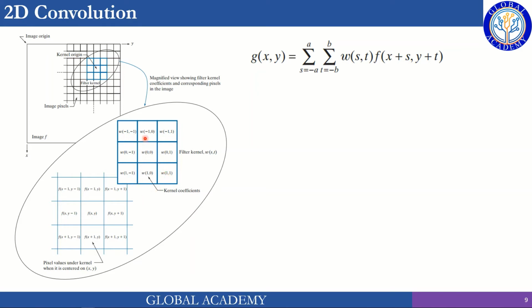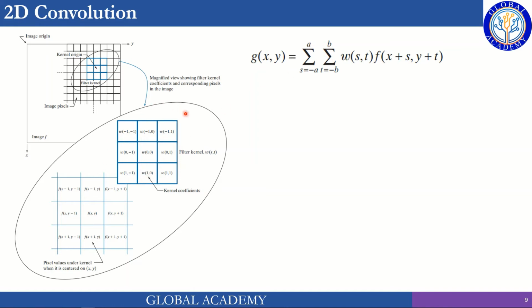Now the dot product of these two 2D arrays can be written like this: w of s comma t multiplied by f of x plus s, y plus t. Just like 0,0 corresponds to x, y, and 0,1 corresponds to x, y plus 1, we are adding s and t to x, y, so x plus s and y plus t. Then their product is summed over s and t, where s is from minus a to a and t is from minus b to b.